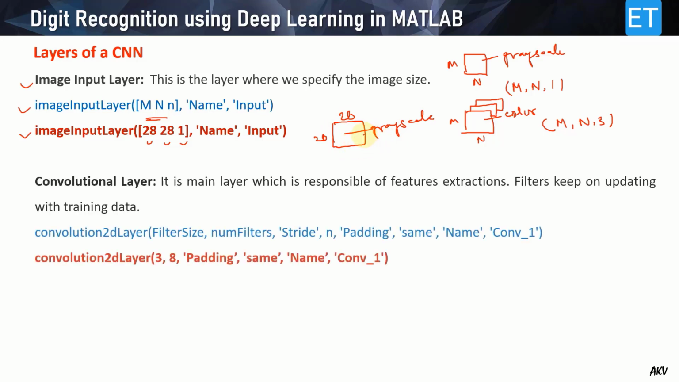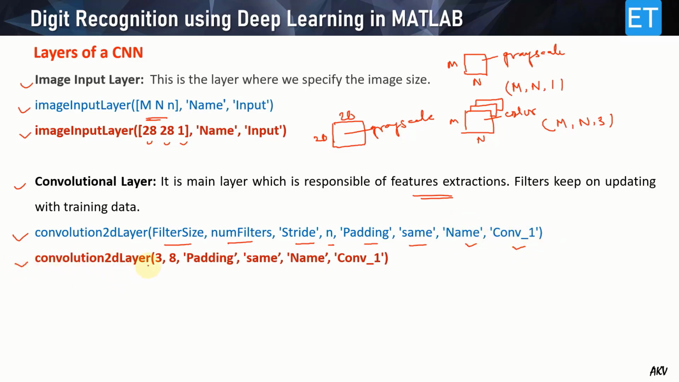And the second, as I said, is the convolution layer. This is the important layer which is responsible for feature extraction. These filters keep on updating with the training data, and this is the general syntax by which we will implement it in MATLAB. So this is the command: convolution2dLayer, filter size, then number of filters, stride, which has the value n, and then padding, which has type same, and you give some name to this layer, let's say conv1. This is optional, you can omit it.